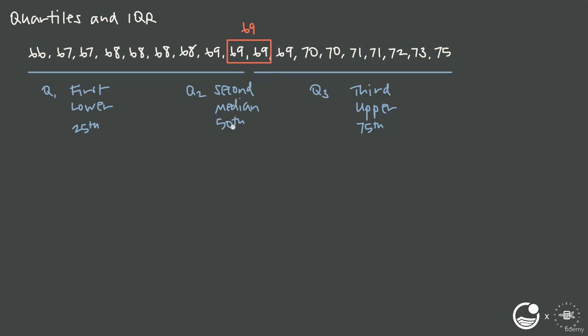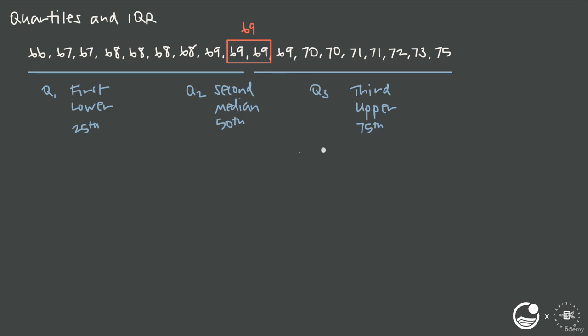In that same way, 25% of the data points will fall below the first quartile, whereas 75% of the data points will fall below the third quartile, or below the upper quartile. So the upper quartile divides the lower 75% of the data points from the upper 25% of the data points. The first quartile divides the lower 25% of the data points from the upper 75% of the data points. So these are our three quartiles.